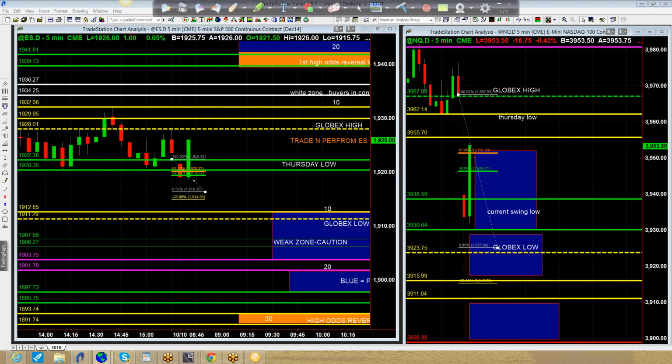Okay, so Globex High is coming up at 1928, guys. If you're looking at a 50-60 retrace, just be aware you were running right into Thursday's low. Okay, this rotation size is 23 to 53. That's a 30-point rotation. So I am taking CL short here.